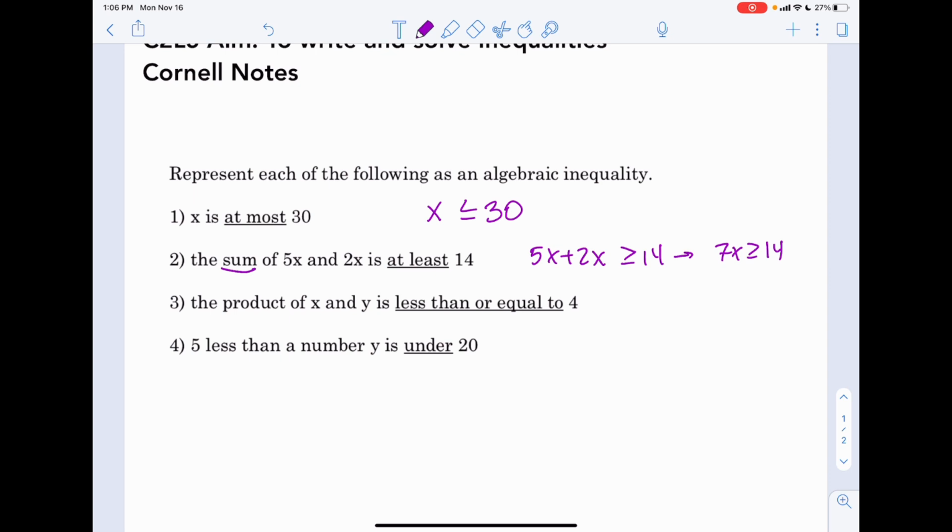Our third one here, the product of x and y. Okay, so x times y is less than or equal to, well, that's simple. They tell us right away, less than or equal to, and the number 4. Okay, that's all we got to do.